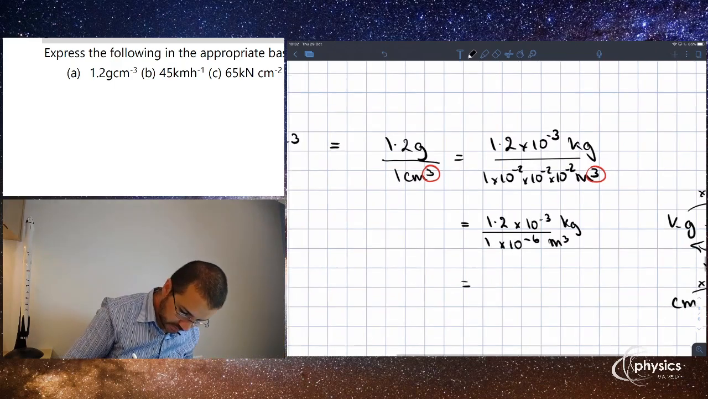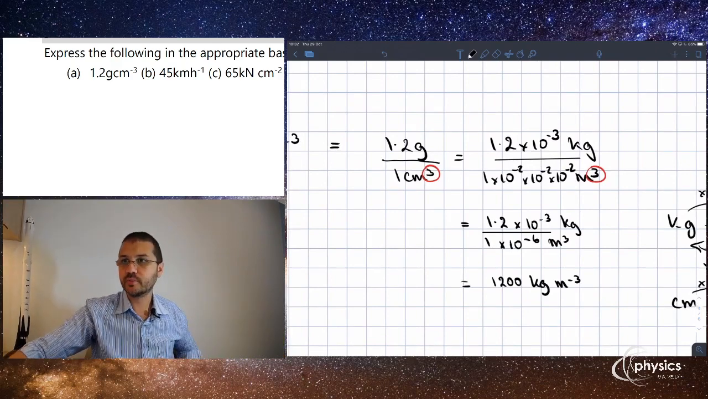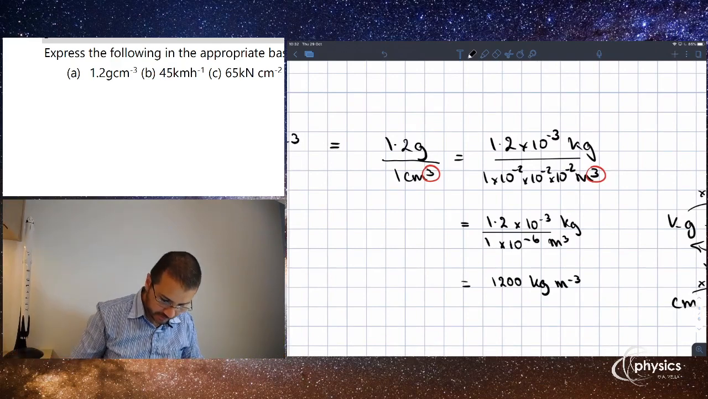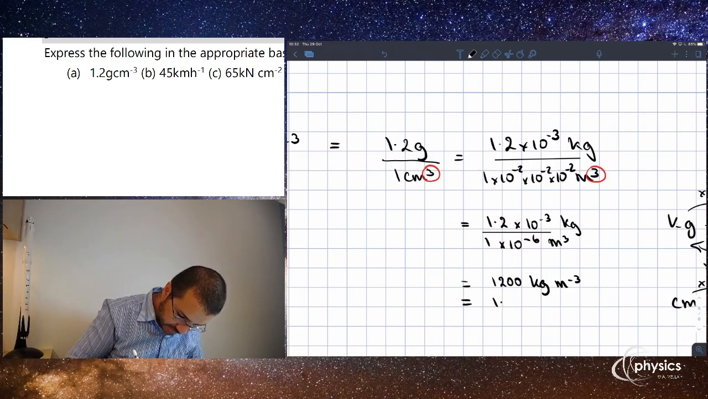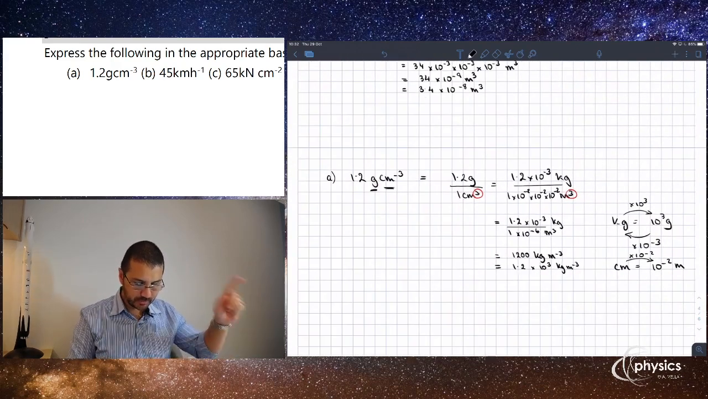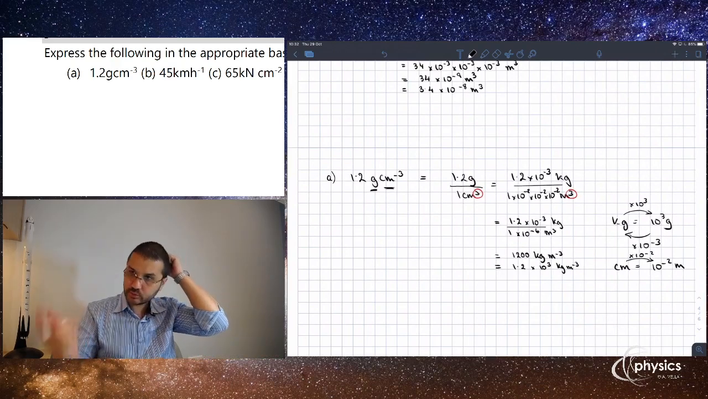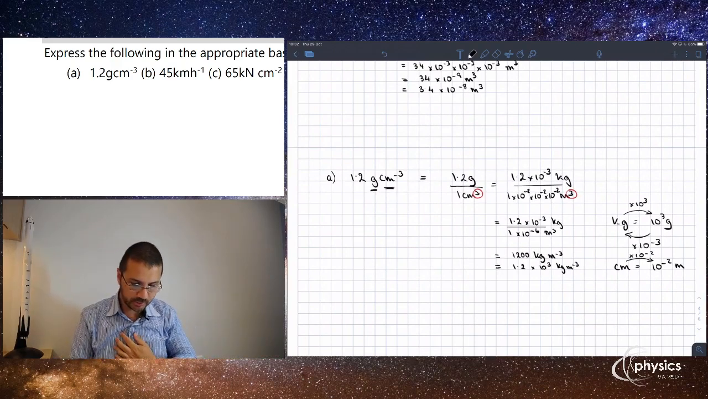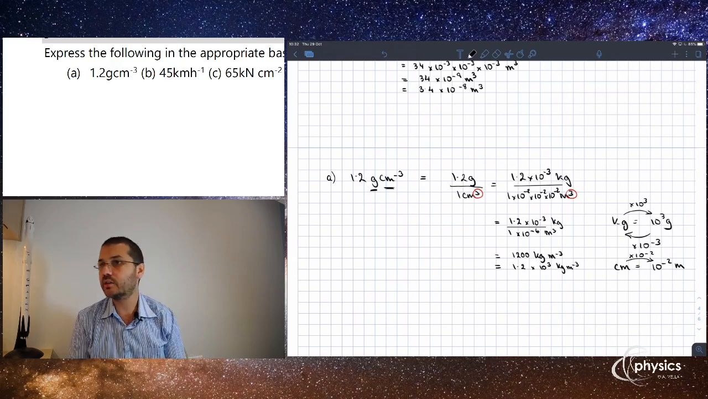So the answer is 1200. So this is kilogram per meter cubed. If you want to write it in standard form, it would be 1.2 times 10 to the 3 kilogram per meter cubed. So we have changed 1.2 grams per centimeter cubed into kilogram per meter cubed, which is 1.2 times 10 to the 3 kilogram per meter cubed. All right? Any questions?